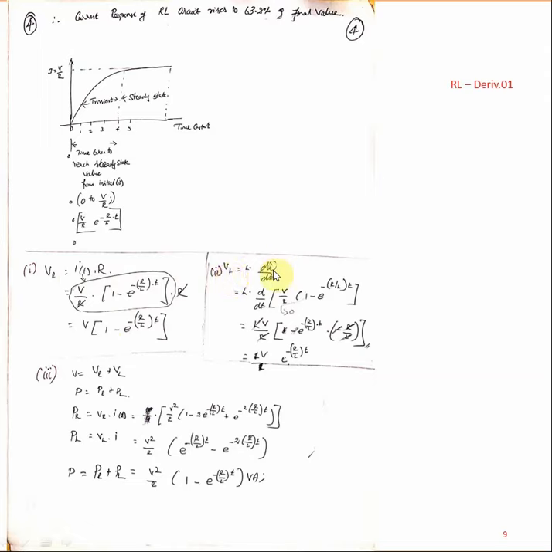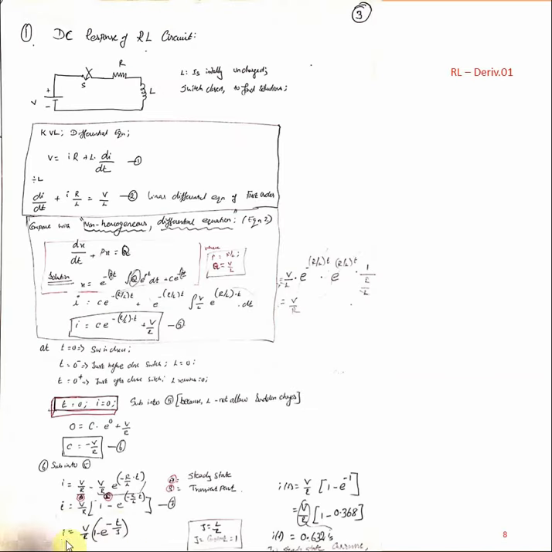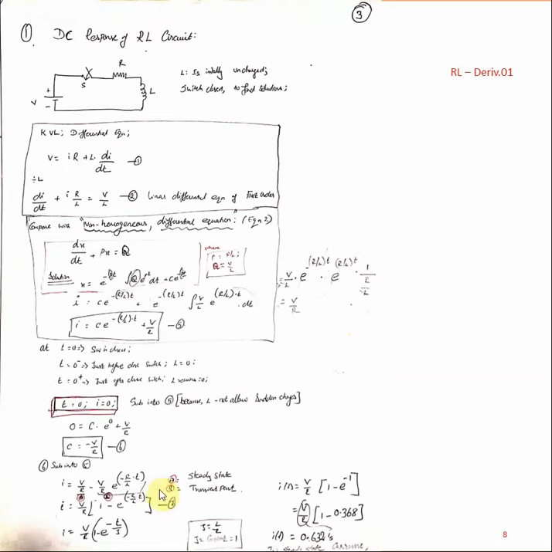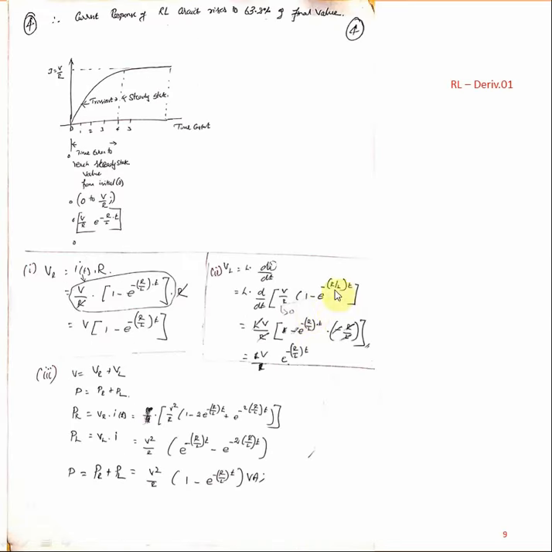Substitute the I value. What is the I value? This is the I value: V by R, 1 minus e power minus t by tau. Here is the seventh equation. Substitute that I value, then simplify, and you will get VL. So VR you are getting, and VL you will get. Two equations, VR and VL.